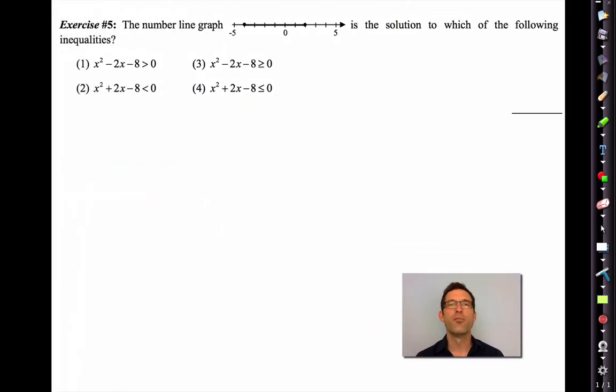Let's take a look at a couple of multiple choice questions on this. So, one thing that we can do when we look at this, it says the number line graph is the solution to which of the following inequalities? Well, that's tough because I don't want to go about solving every one of these inequalities. Think about that. That's 4 inequalities. I don't want to do that. Are there any that we can eliminate by simply looking at the number line? I want you to think about this a little bit.